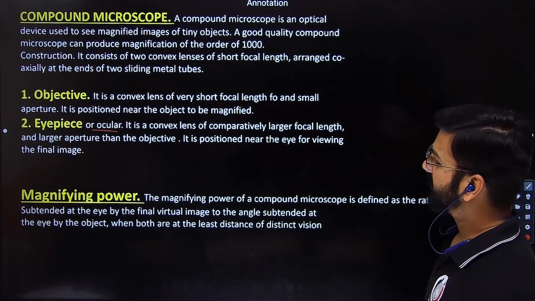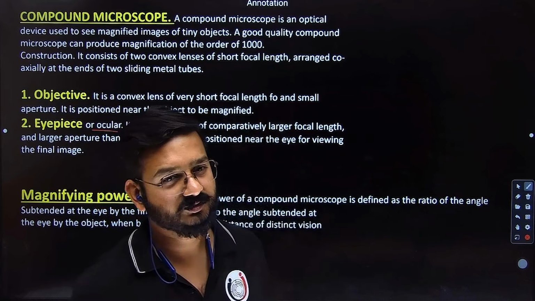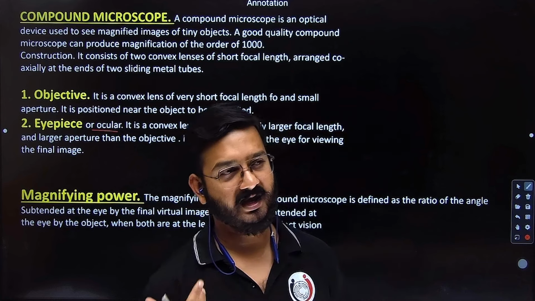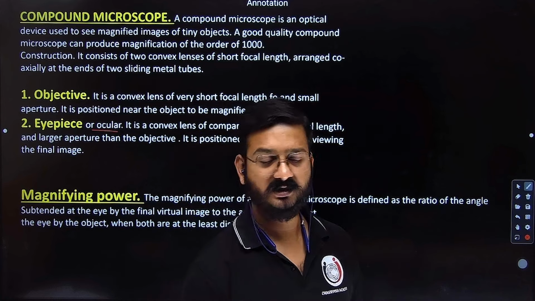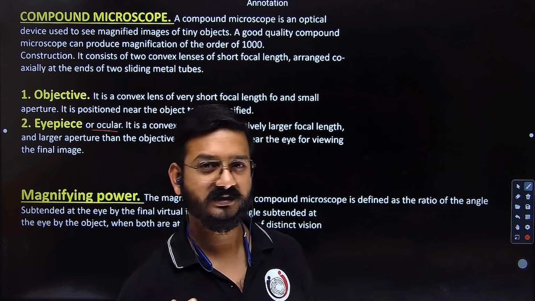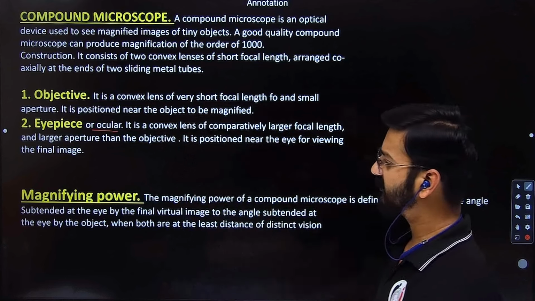Now, the next most important thing is the definition of magnifying power. Magnifying power will be the ratio of the angle formed by the image to the angle formed by the object. That is beta by alpha, or tan beta by tan alpha. And that's what you can see in the definition here.